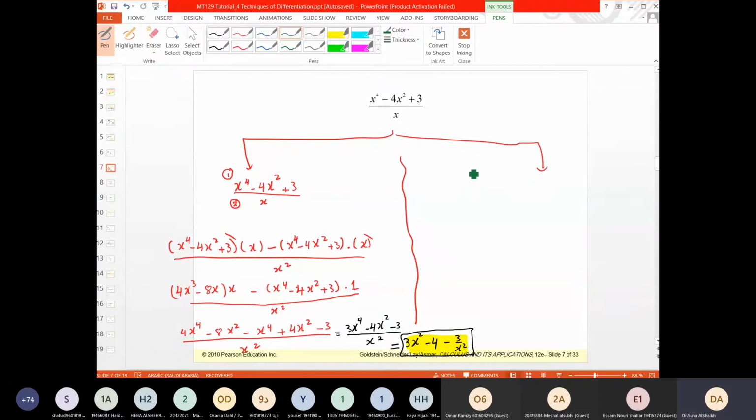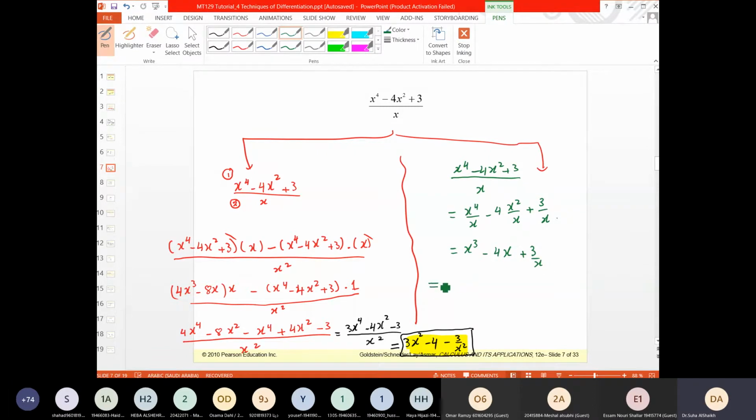Now the second way, because in this function it is just like x^4 minus 4x squared plus 3 divided by x, I can just divide everything by x from the beginning. This will be x^4 over x. This will be minus 4x squared over x. This will be 3 over x. Right? Yeah, that's correct. This will be x^3 minus 4x plus 3 over x.